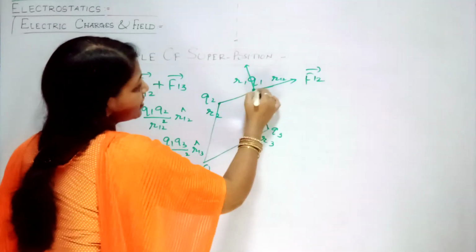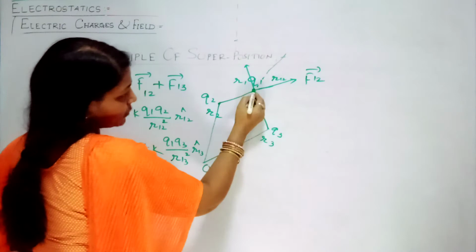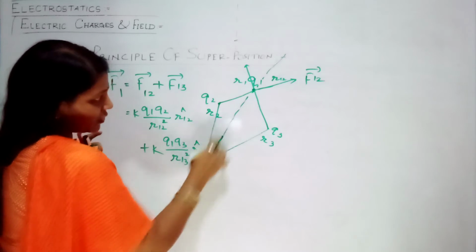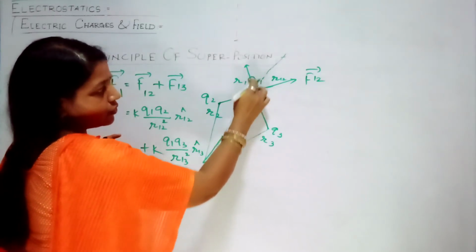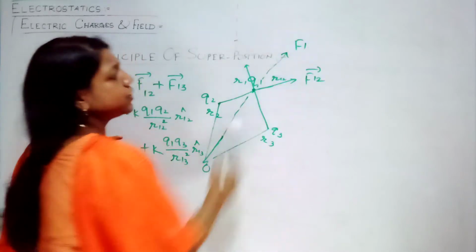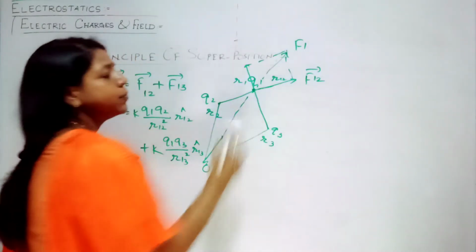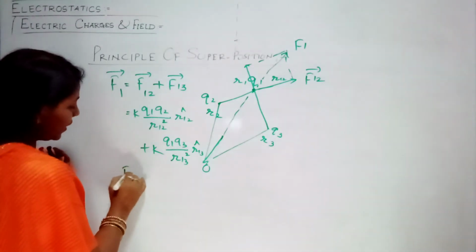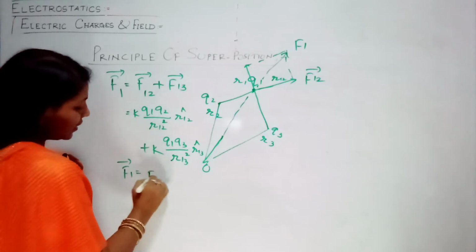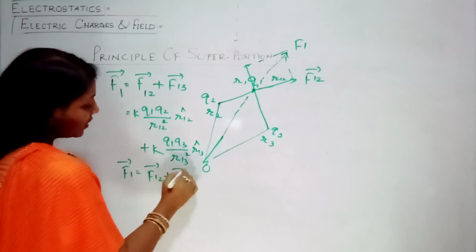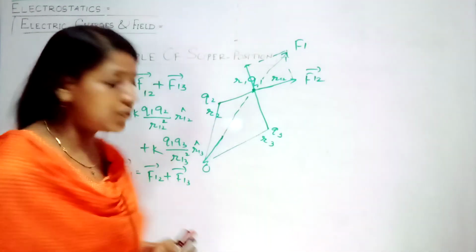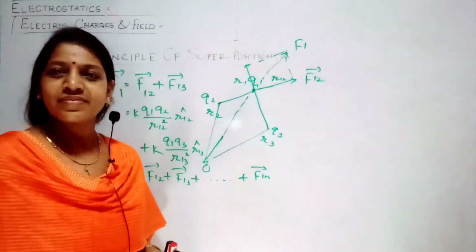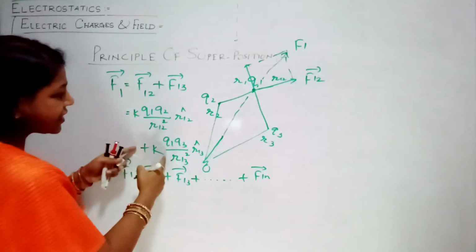So what is the net force? You want F1 at the R1 position, that is, the force experienced at this point due to these charges. So this is nothing but your F1. You can apply the parallelogram law of forces. Clear? So here my F1 force equals F12 plus F13. Imagine there are n number of forces; I will just extend it up to F1n.